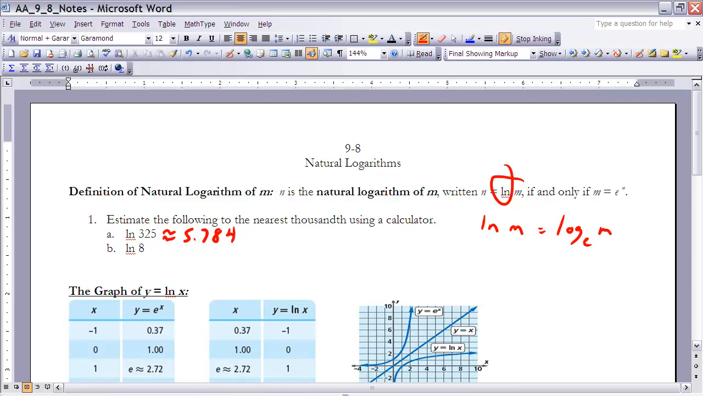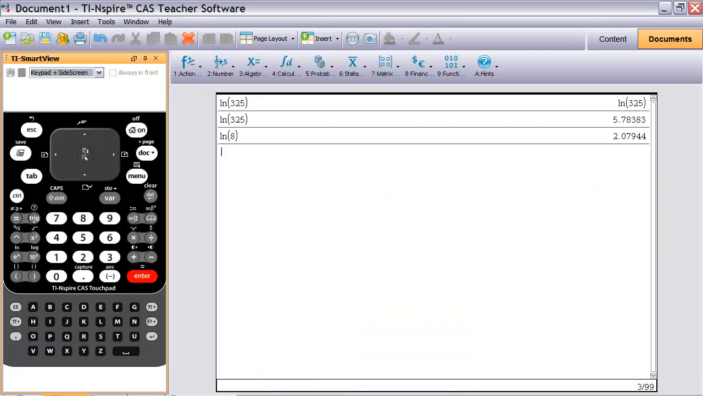Okay, and then why don't you try the ln of 8 as well. So go to your calculator and enter in the ln of 8. If you do that on your calculator, you should get 2.079, and that's what I have on my calculator here. So that would be the answer to part B of that one.